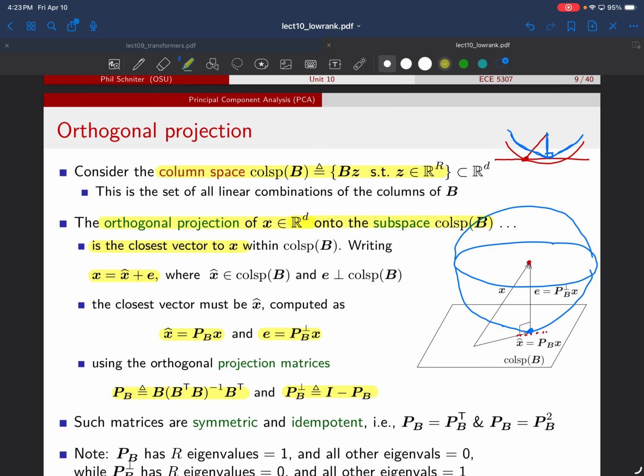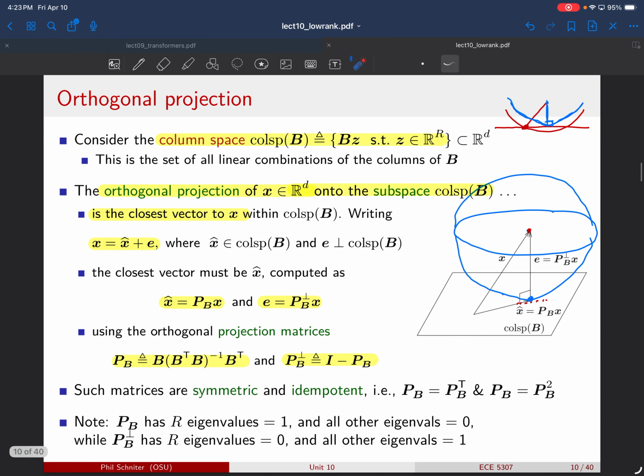Okay, so that's how we actually get these X and E vectors. And there's really only two mathematical properties of these projection matrices, which are that they are both symmetric and idempotent. As we remember, symmetric just means that the transpose equals the original matrix. I don't think we've talked about idempotent, but this means that if you square PB, you get back exactly PB.